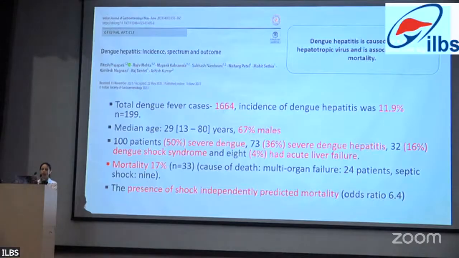dengue shock syndrome, along with 4% who had acute liver failure. Mortality was 17%, with cause of death identified as multi-organ failure and septic shock. The presence of shock independently predicted the mortality with an odds ratio of 6.4.